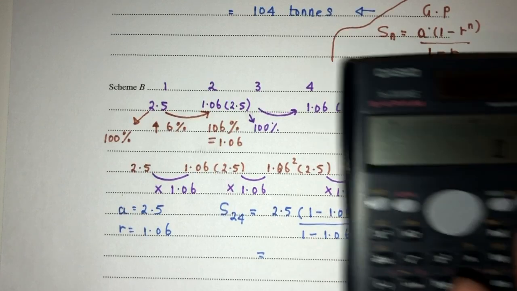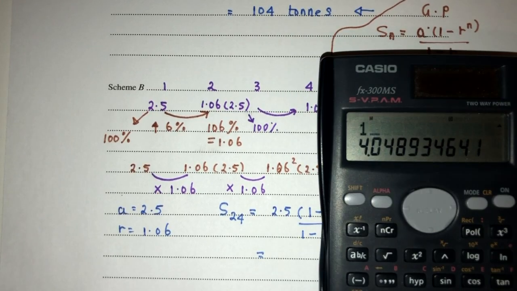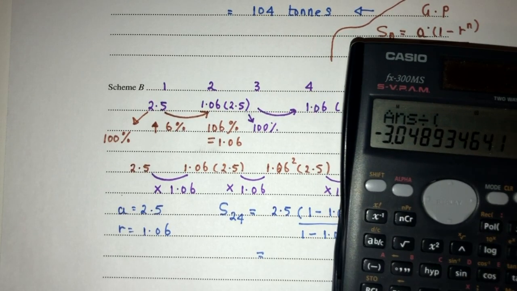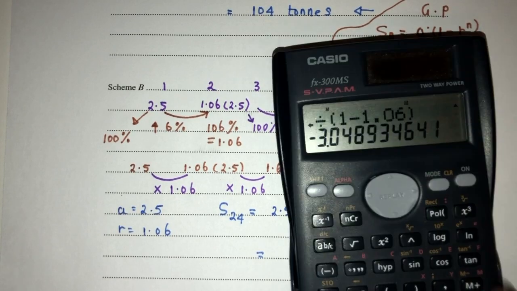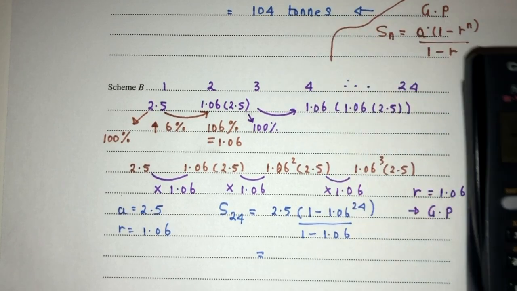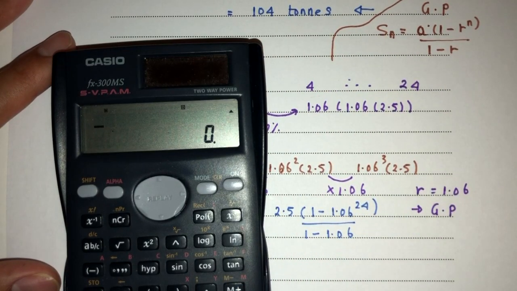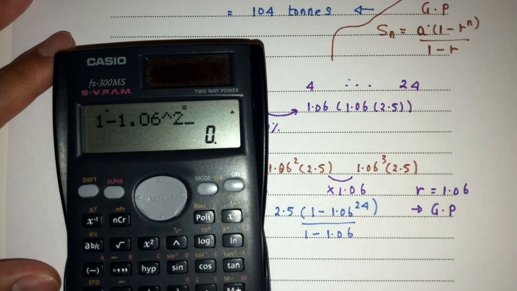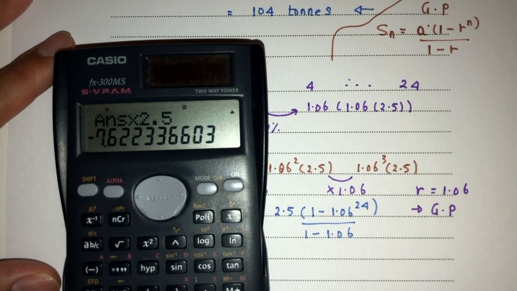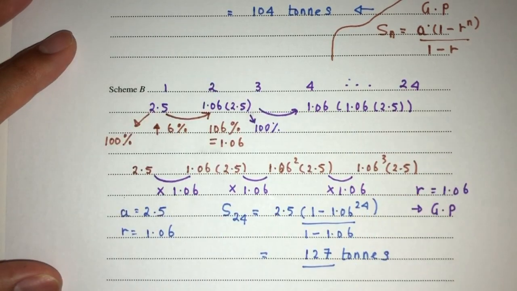So let's see what do we get. So let's do the inside value first. So 1.06 power 24. So 1 minus answer should be this, divided by 1 minus 1.06. That will be this. Then divide by 2. So 2.5 divided by answer. So I think I made a mistake here. Let's try again. So let's do the top first. So 1 minus 1.06 power 24 times 2.5 divided by 1 minus 1.06. That will give you 127 tons of waste recycled by the end of 24 months.